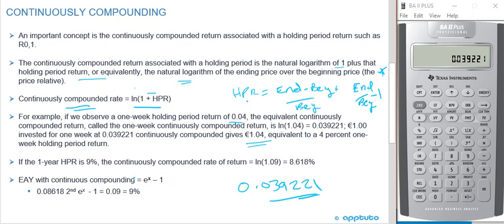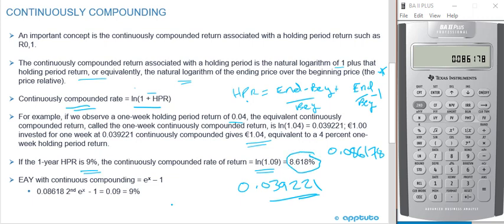So €1 invested for 1 week at 3.9221% continuously compounded gives us €1.04 at the end of the 1 week. Another little example here: if the 1 year holding period return is 9%, then the continuously compounded return is ln 1.09. So 1.09, and we hit the natural log key, and we're going to get 0.086178, so it's 8.618%.